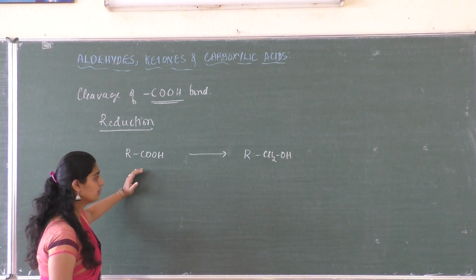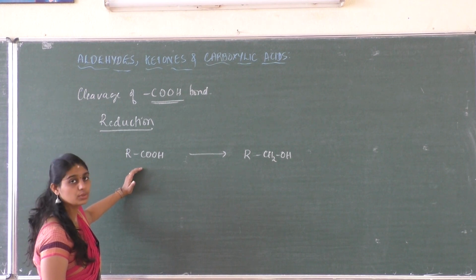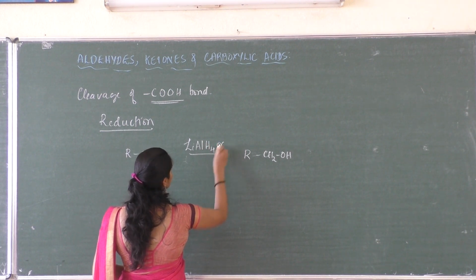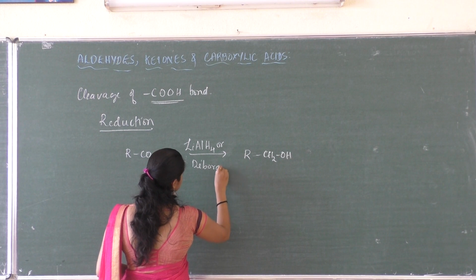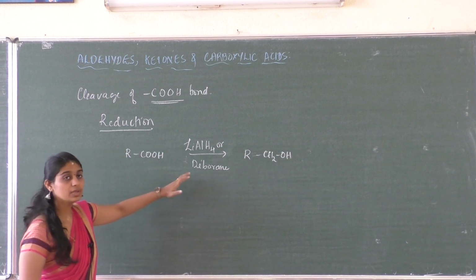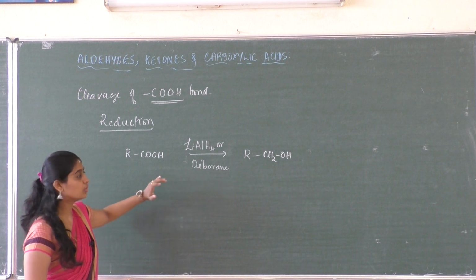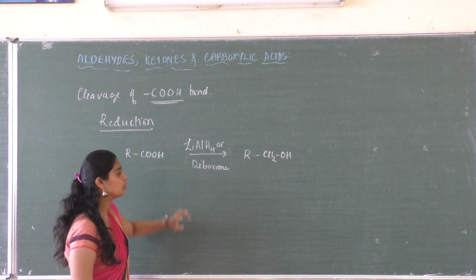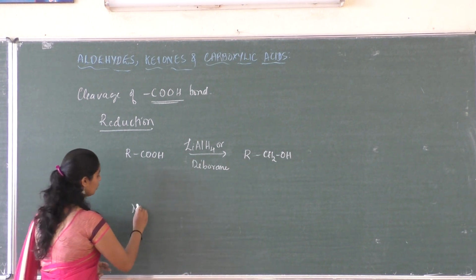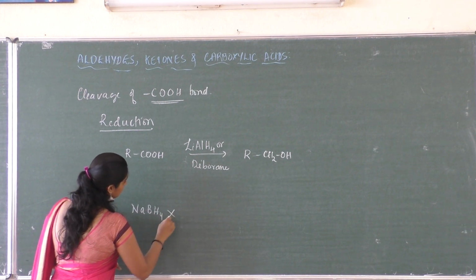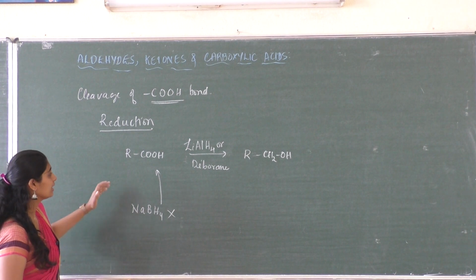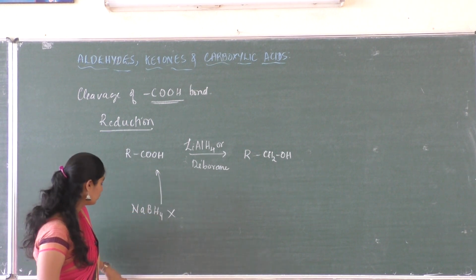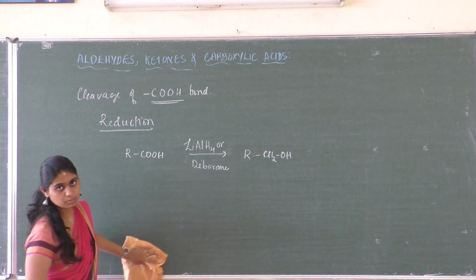For this purpose, the reducing agent that we are going to use is the strongest reducing agent, that is lithium aluminum hydride, or else we can also use diborane. The thing you need to note is that diborane does not reduce esters or halo compounds. So preferably we use lithium aluminum hydride, whereas sodium borohydride will not reduce the carbonyl group. So carboxylic acid cannot be reduced to primary alcohol by using sodium borohydride. Instead we need to use lithium aluminum hydride for this purpose.